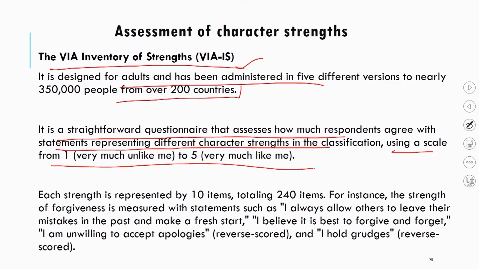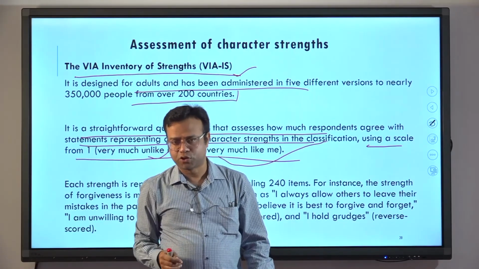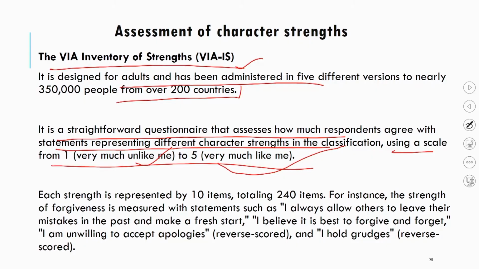On the scale, 1 means the statement is very much unlike me, meaning this strength doesn't exist for them, and 5 means very much like me, and in between there are 2, 3, 4. So people can indicate to what extent a strength is present in their life, and based on that certain scores can be generated. It is more like a self-report measure. Each strength is represented by 10 items, totaling 240 items. For instance, the strength of forgiveness is measured with statements such as, I always allow other people to leave their mistakes in the past and make a fresh start. People are asked whether they agree with this or not.